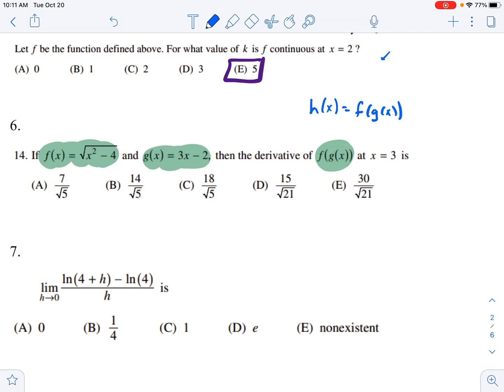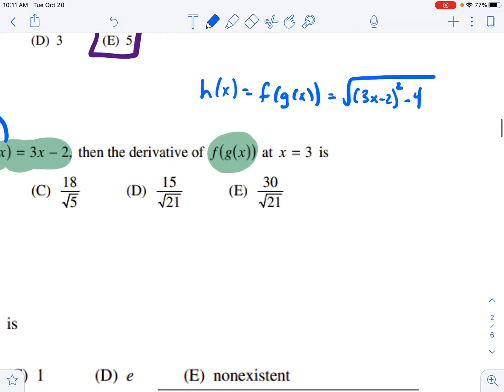So look, again, I'm going to let h equal this thing, but let's actually figure out what this is. What happens if I plug g of x into the f function? Well, that becomes the square root of 3x minus 2 squared minus 4. That is what f of g of x would look like for this particular composition, okay?